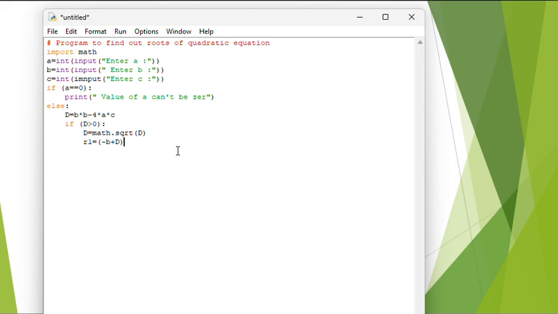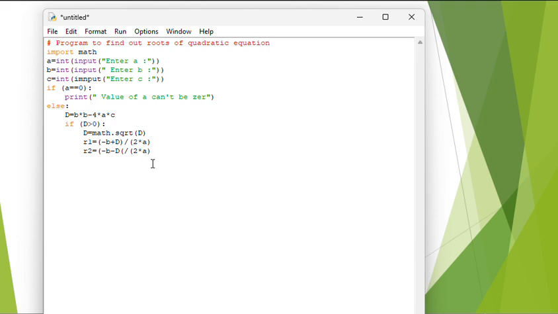Numerator is calculated upon 2 into a. Now denominator is having 2a. If we will not put this bracket here, it will divide by 2 and it will multiply by a. Numerator will be multiplied by a, but we have to divide by 2a. So 2a has to be into the parenthesis. Root 2 equals, again, minus b minus d upon 2 into a. I think this is clear.